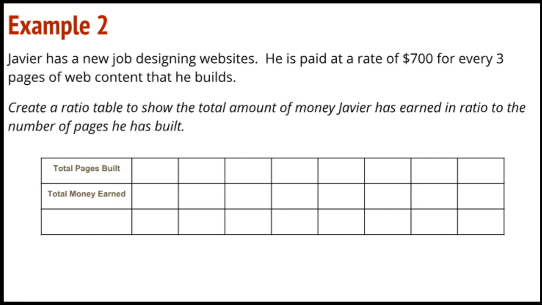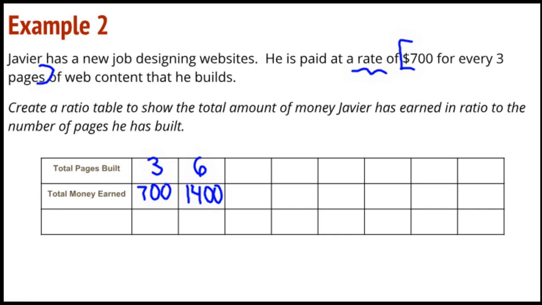All right, example number 2. Javier has a new job designing websites. He is paid at a rate of $700 for every 3 pages of web content that he builds. And we are going to create a ratio table to show the amount of total money Javier has earned in ratio to the number of pages he's built. So I know that I've got this rate of $700 for every 3 pages. So I've got 700, total number of pages built. I've got 3 pages is $700. And now I could double, and I could have 6, and I could have 1,400.